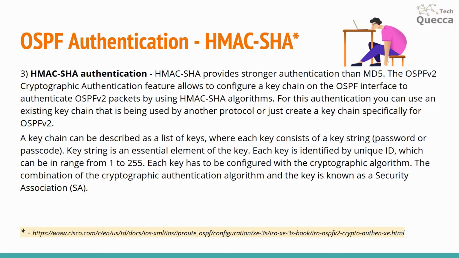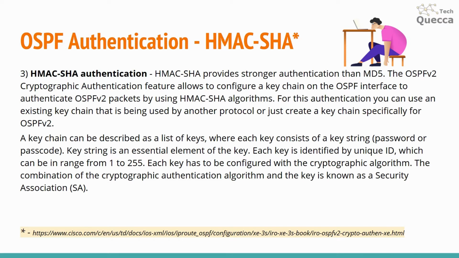HMAC-SHA authentication provides stronger authentication than MD5. The OSPF version 2 cryptographic authentication feature allows you to configure a keychain on the OSPF interface to authenticate OSPF version 2 packets by using HMAC-SHA algorithms. For this authentication, you can use an existing keychain that is being used by another protocol, or just create a keychain specifically for OSPF version 2.